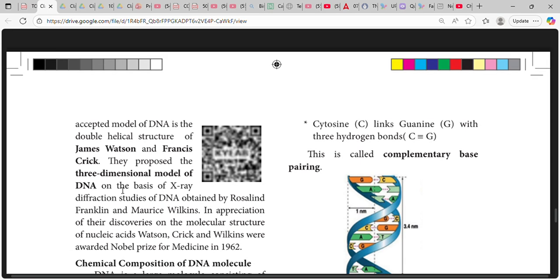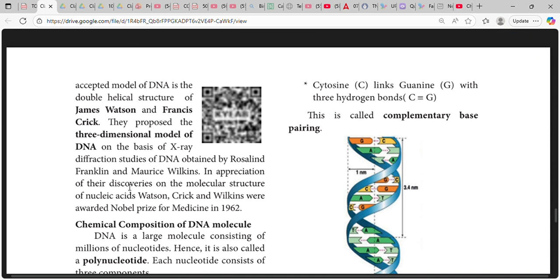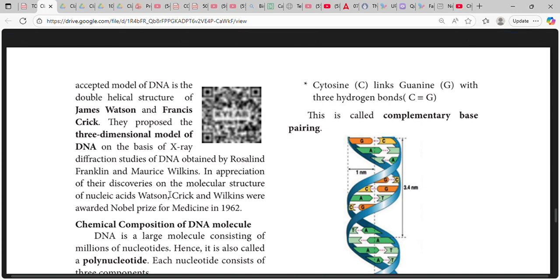They proposed the three-dimensional model of DNA on the basis of X-ray diffraction studies of DNA obtained by Rosalind Franklin and Maurice Wilkins, in appreciation of their discoveries on the molecular structure of nucleic acids. Watson, Crick, and Wilkins were awarded the Nobel Prize for Medicine in 1962.